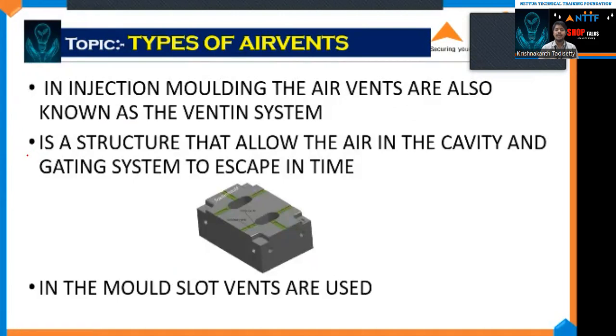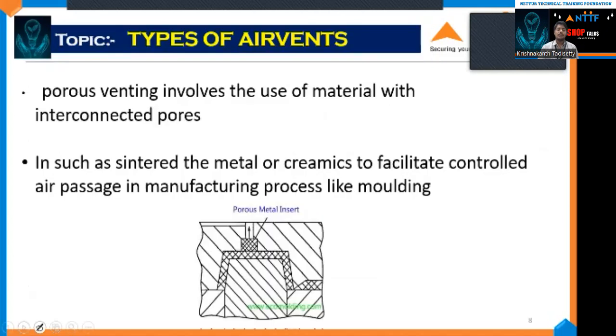Now we will see the type of slot vents. In injection molding, the air vents are also known as the venting system. It is a structure that allows air in the cavity and the gate system to escape in time, which means the gate and runners contain small slot-like pores which are used to eliminate the trapped air before the mold closes. In molds, we generally use slot vents.